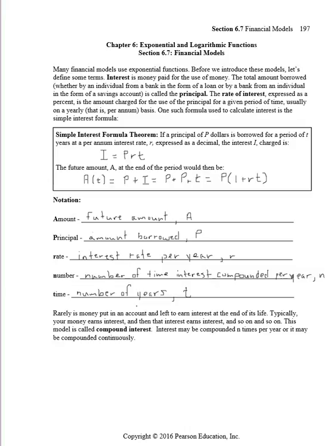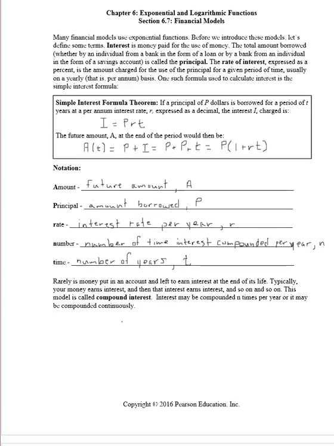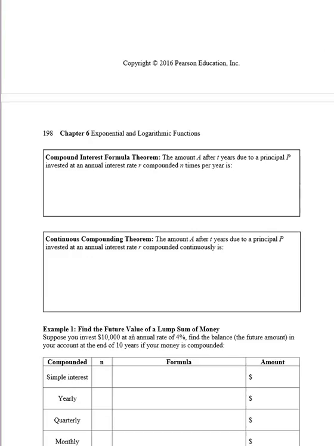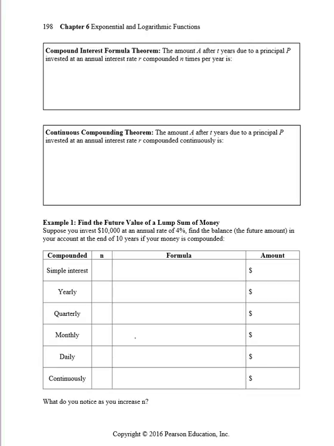So we talked about the simple interest formula first. But usually money is put in an account and left to earn interest. And as you earn interest, the interest also earns interest. So that is what we call compound interest. And the interest can be compounded different numbers of times per year depending on what type of account you have. So let's scroll to the next page and we'll talk about that.